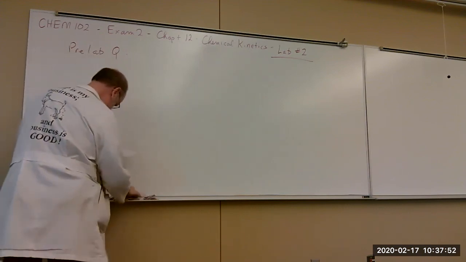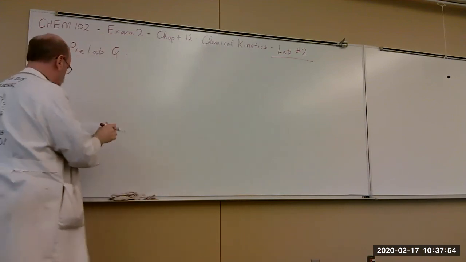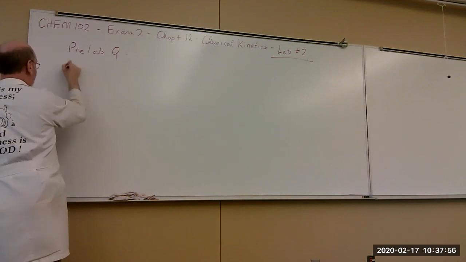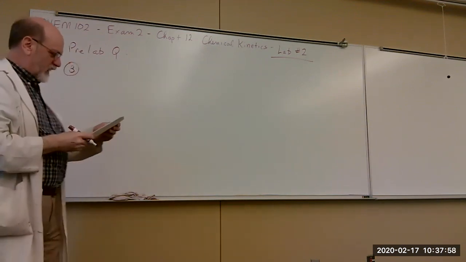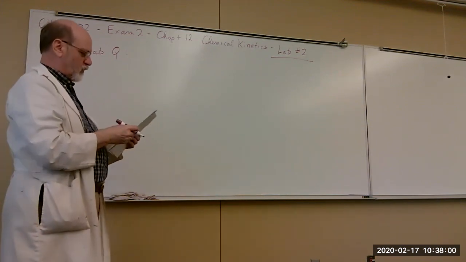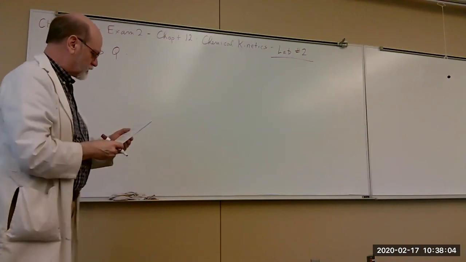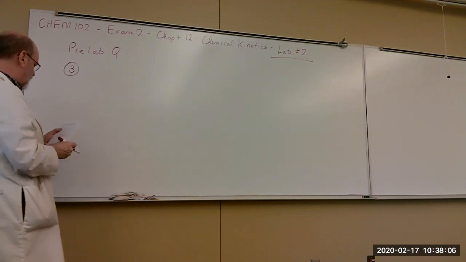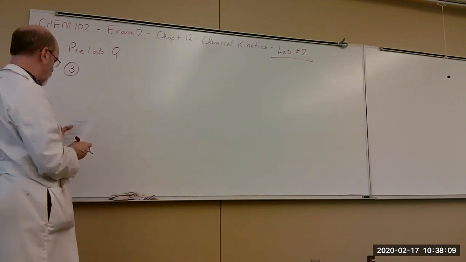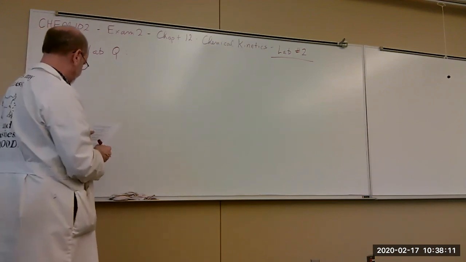And we had a 3, didn't we? Yeah, there's a 3. Number 3, pre-lab. What's the percent of sodium hypochlorite by weight for a liter of bleach that is 0.8 molar sodium hypochlorite and has a density of 1.09 grams per mL?